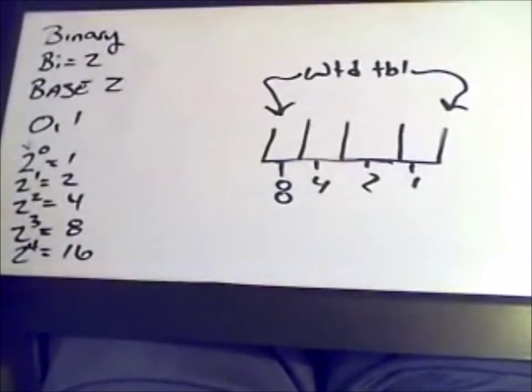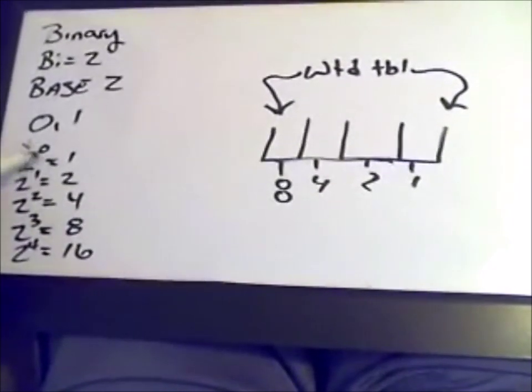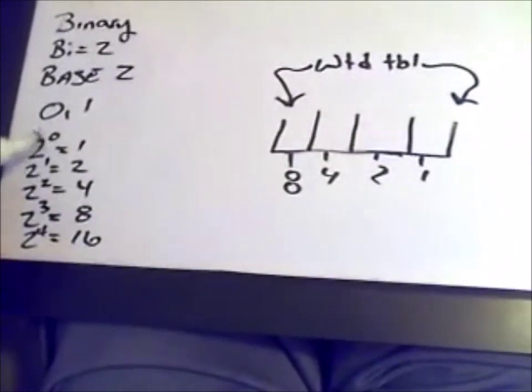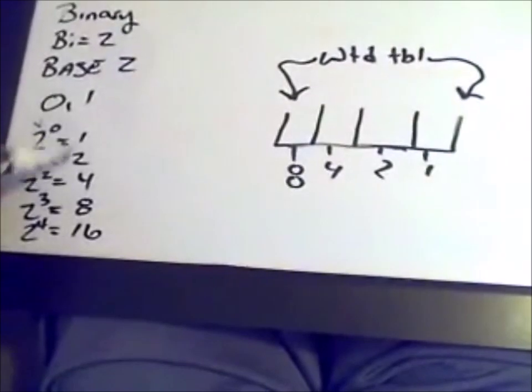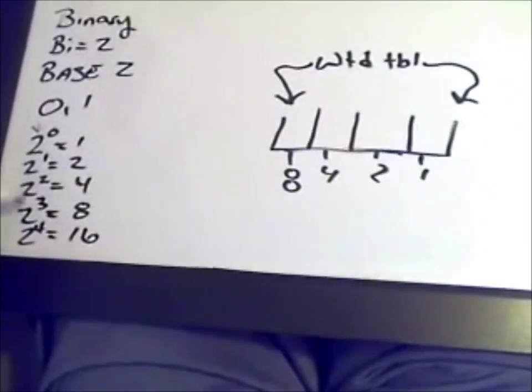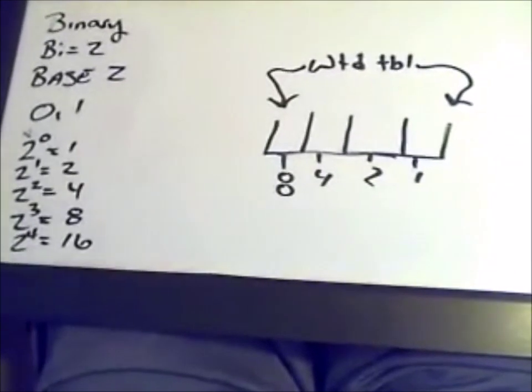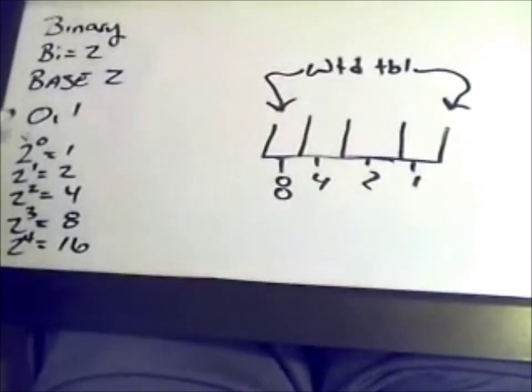These 2's represent the base, and the 1, 0 through 4 right here, which goes up as high as you want it to go, represents the exponent, the power to which the base is raised. If you wanted to find out what 2 to the 90th power was, you just multiply that out and you'll find out what it is.